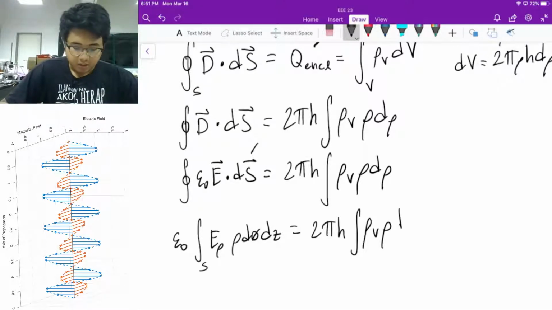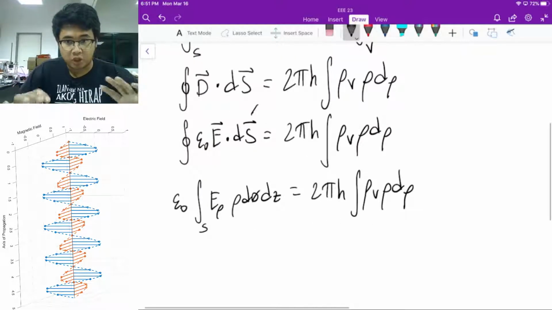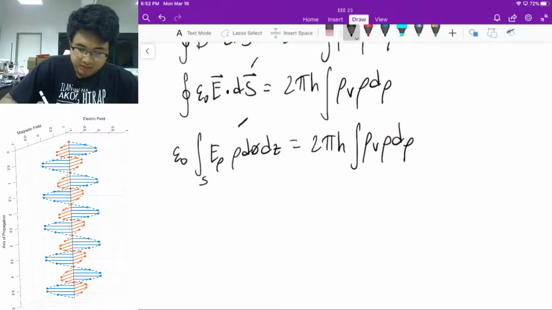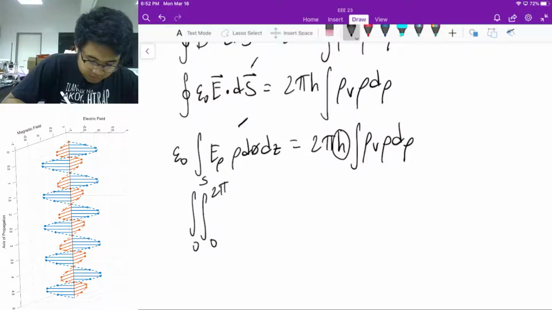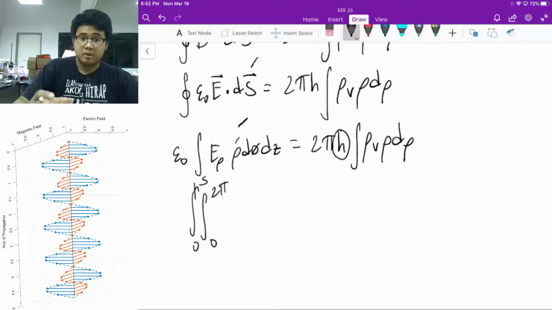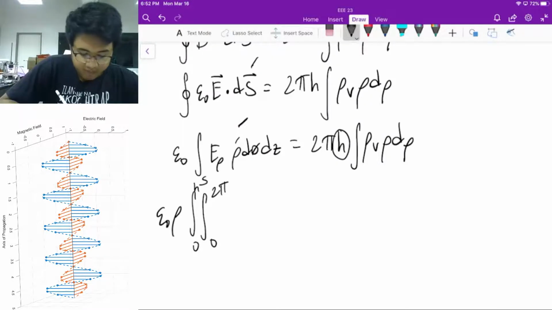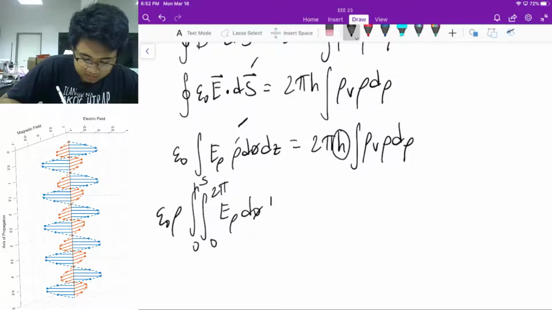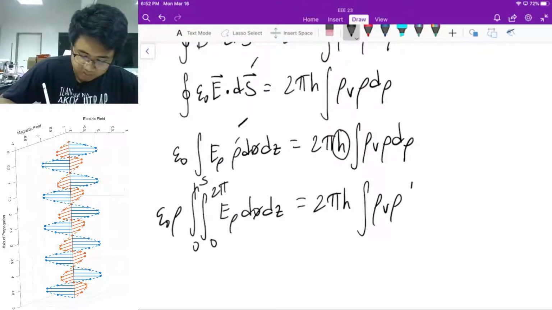Right. Okay. And simplifying this equation, on the other side, the cylinder that we use to enclose our Gaussian surface has height h as seen here. So the integral would be, your phi is from 0 to 2 pi, your z is from 0 to h. Okay, this rho is constant with respect to phi and z, so we can just bring that out. We have E rho dφ dz, equal to 2 pi h times the integral of rho v rho times dρ.